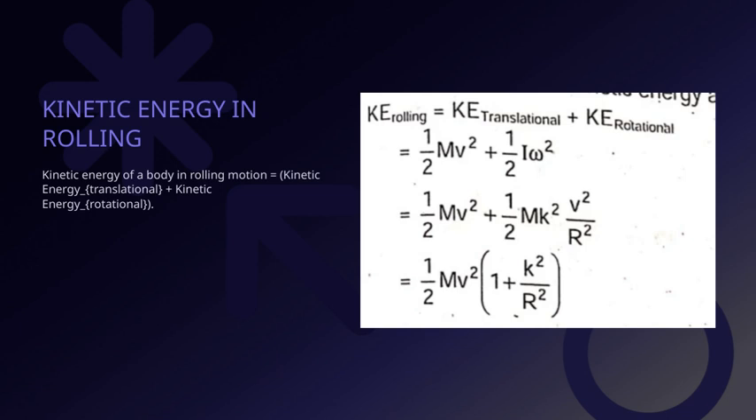So the total kinetic energy in rolling motion is simply the sum of these two components. Recognizing this helps us understand how energy is distributed in rolling objects, and it's a key concept when analyzing systems involving rolling motion, such as wheels, gears, or ball bearings. This idea ties into the broader theme of energy conservation and dynamics in mechanical systems.